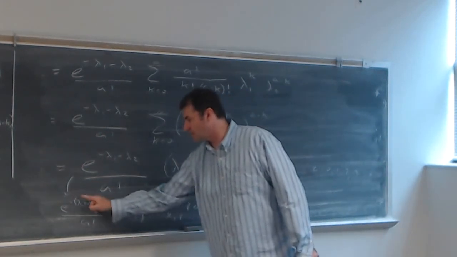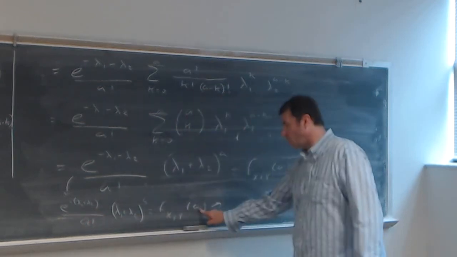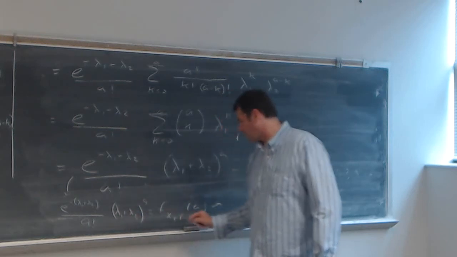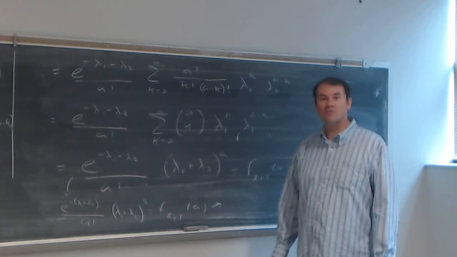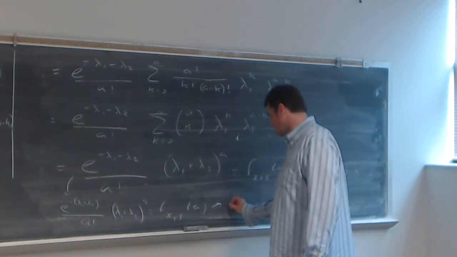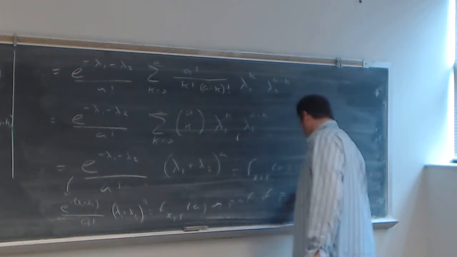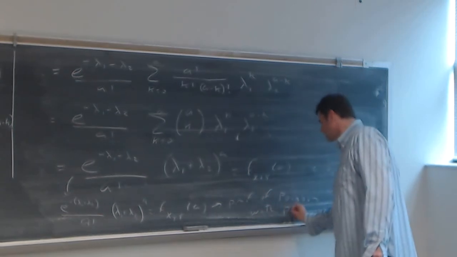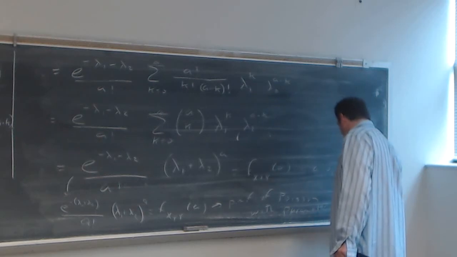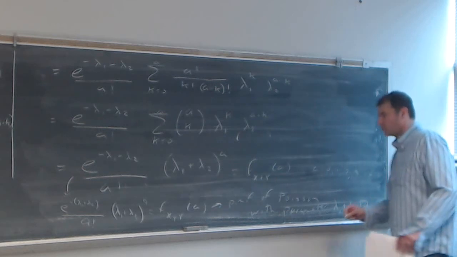E to the minus positive number, a fixed positive number, all over the variable of the function factorial, and then that positive number raised to the variable. That's exactly the PMF format for a Poisson random variable. So this is the PMF of a Poisson with parameter lambda 1 plus lambda 2. And that's what we wanted to show. So that ends this proof.